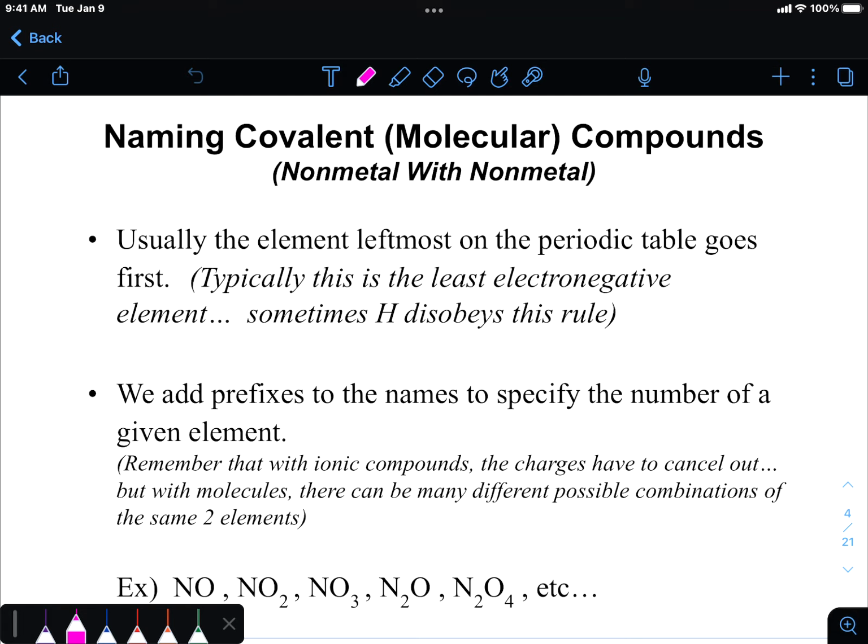All right, so now that we've gone over how to write the names and write the formulas for ionic compounds, let's talk about molecular compounds, right? That is, compounds that are made up of molecules with only covalent bonds. So, whenever you have a compound made up of only nonmetals, you know it's a molecular compound.